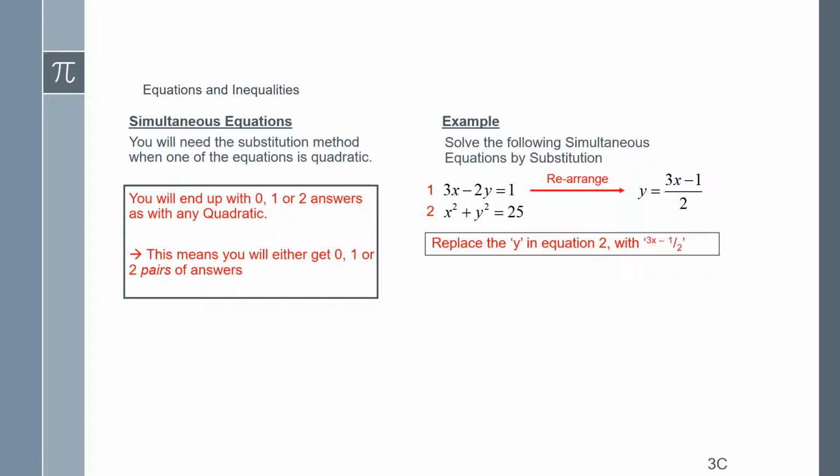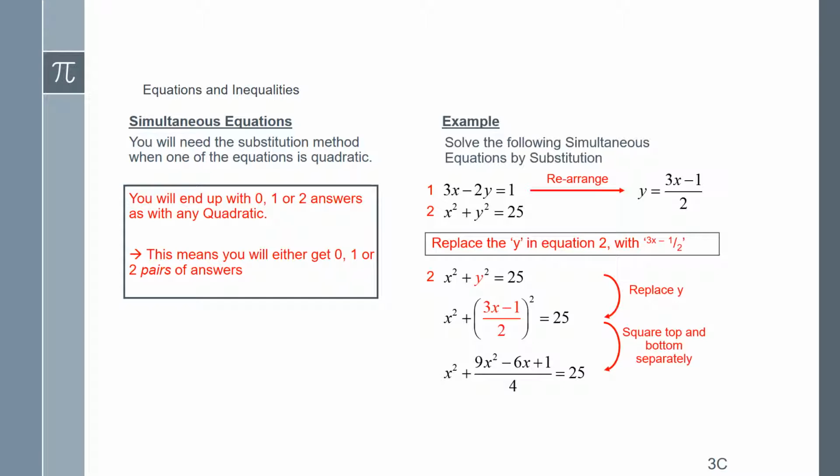Substitute that y into equation 2. So instead of y squared, we have ((3x − 1)/2) squared. Then square the top and the bottom separately. So (9x² − 6x + 1)/4. Multiply it out by 4 to get rid of the denominator. Collect up any like terms.